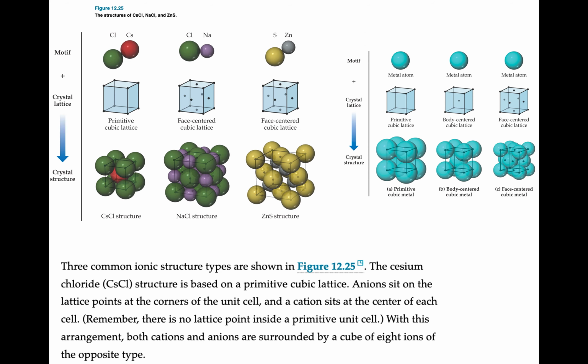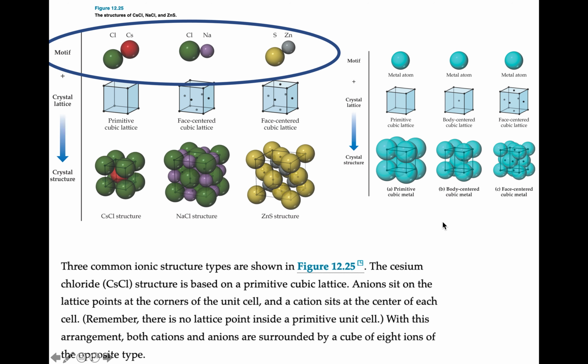So how is our ionic solid constructed? Well, like any crystalline solid, we'll have a motif that's combined with the crystal lattice to lead to the crystal structure. So on the left-hand side, these would be for ionic compounds, on the right for metals. The key difference there is the motif. For an element like gold, the motif can be a single gold atom that we then combine with the crystal lattice to get to the crystal structure.